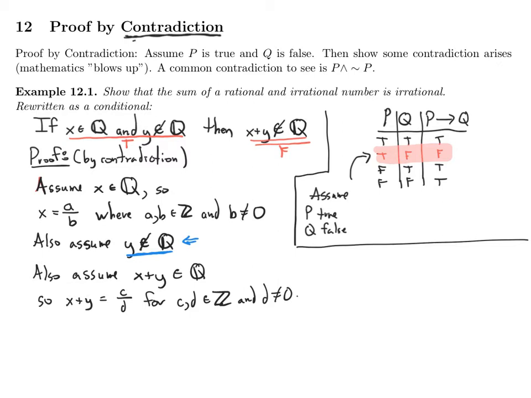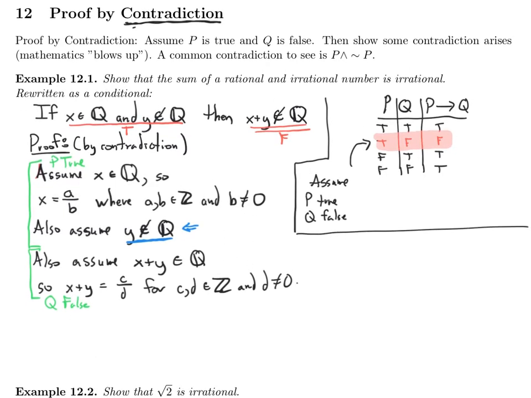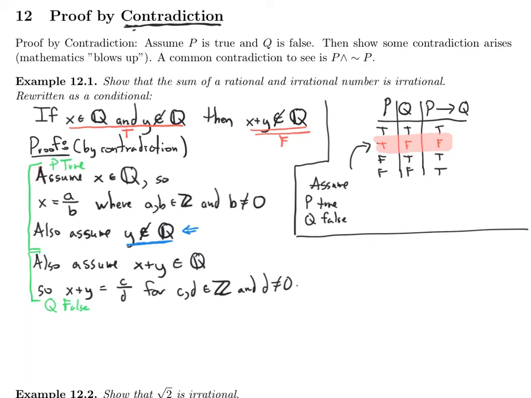Okay, so the first part here is the if part being true. So this is p true. And here, we're assuming the then part is false. And we're going to show that something goes wrong, that mathematics blows up. So let's go ahead and do this.